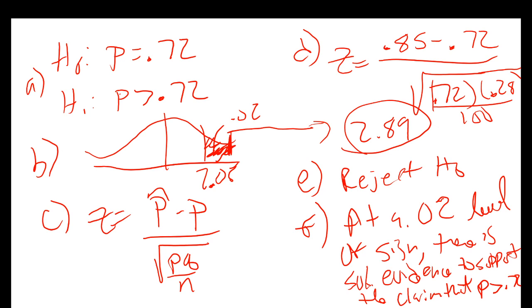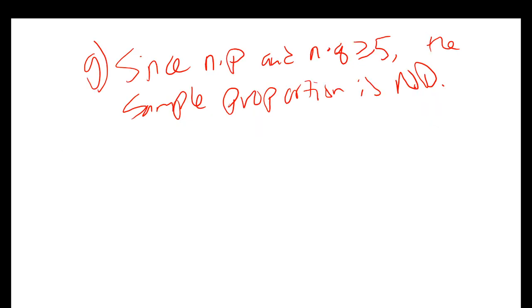Part G, since n times p and n times q are greater than or equal to 5, the sample proportion is normally distributed. All right. Questions on that?